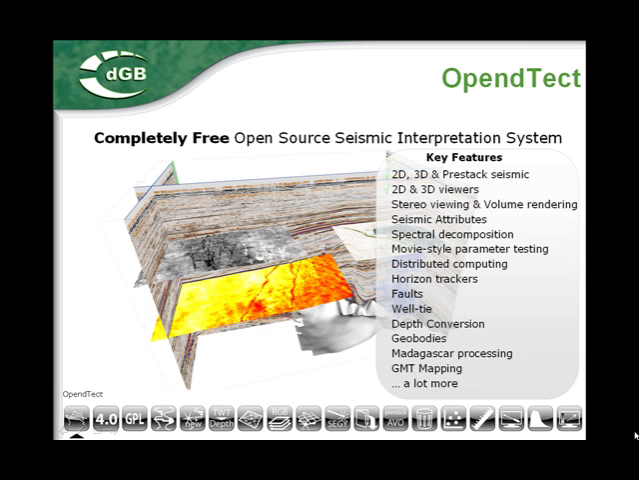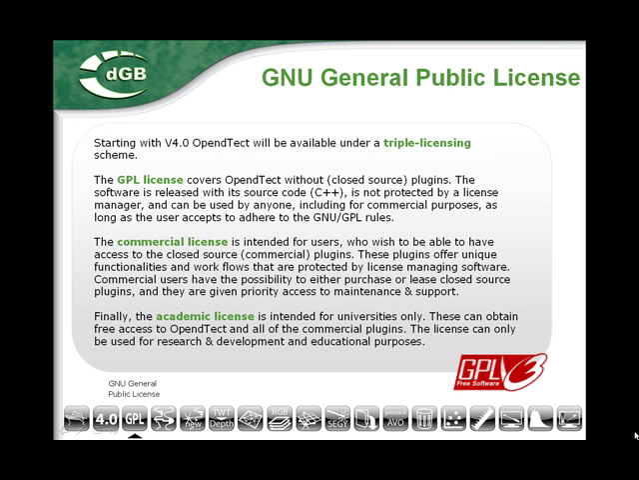Here are some key features that are supported in OpenDetect 4.0. Well tie and depth conversion are new items in this list. 4.0 is released under a triple licensing strategy. The open source GNU GPL license covers OpenDetect. Under this license you can use all of the open source functionality for free, also if you want to use it commercially. The commercial license is for users who wish to access the closed source commercial plugins, either through lease or purchase. This agreement also gives you priority support.